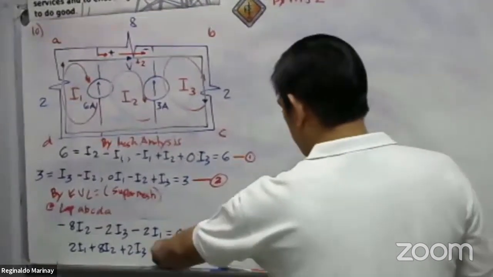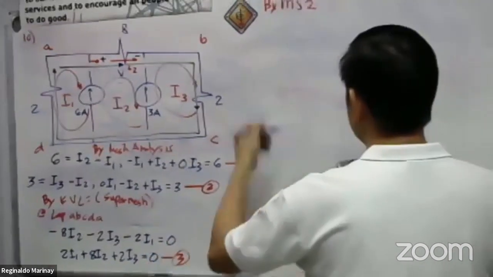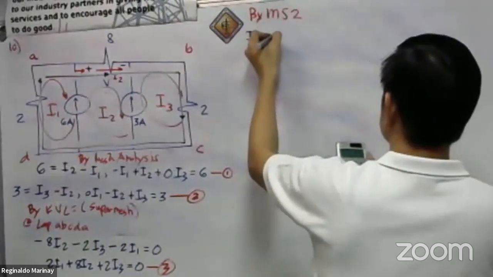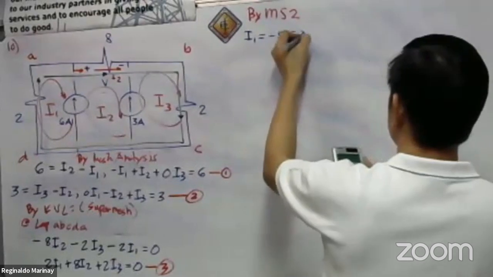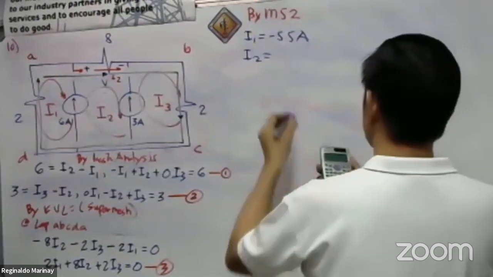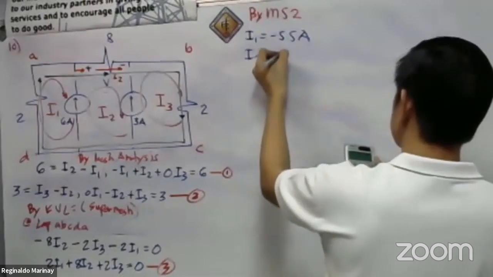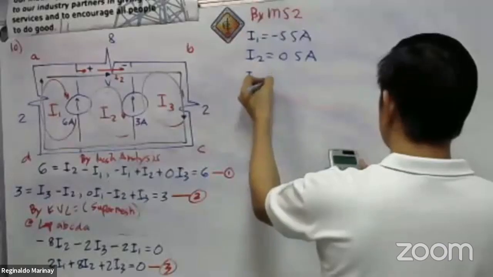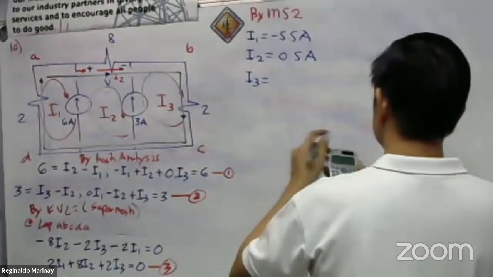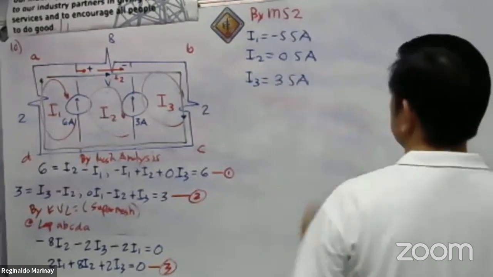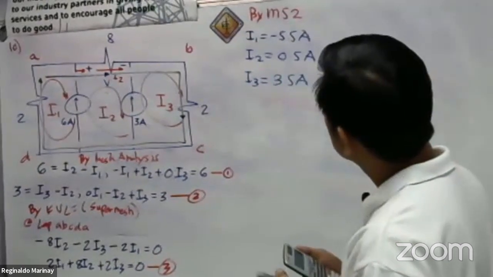For our I1, our I1 is negative 5.5 amperes. What is our I sub 2? Another equals. So this is just 1/2 or 0.5 ampere. Then our I sub 3, guys, is 7/2 or 3.5 amperes. So that will be our answer.